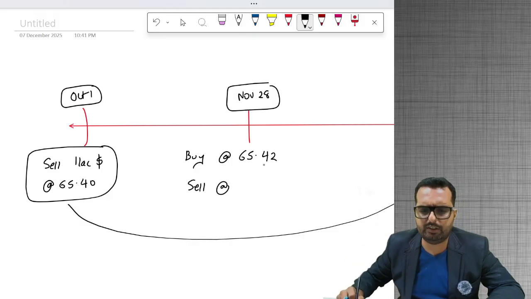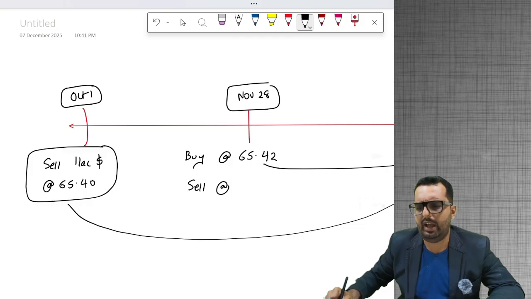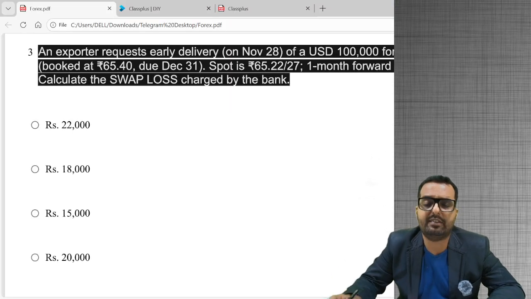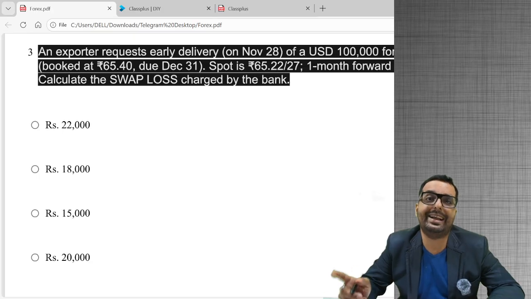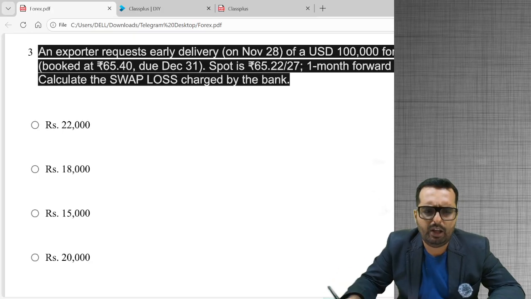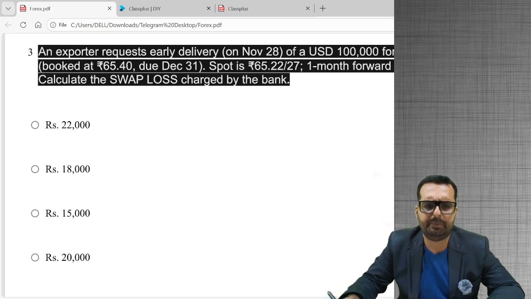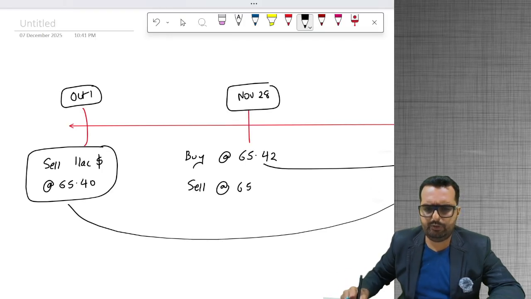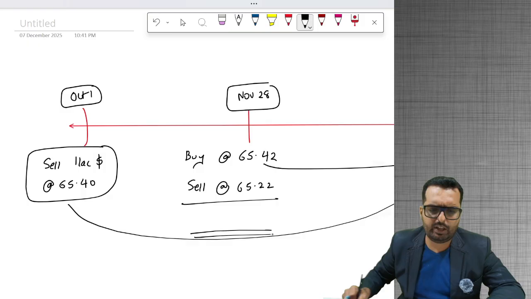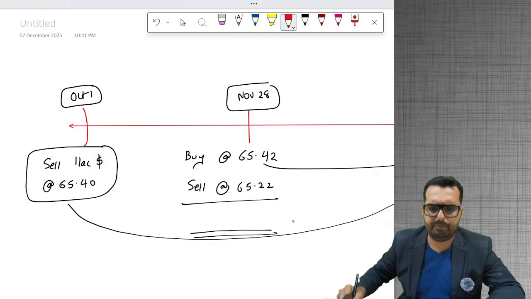Then I will sell spot. When I do this, this will also go to this date and these two contracts will get nullified. Then I'll sell at the spot rate. When I'm selling, the bank is buying, so it will be the bid rate. What is the bid rate that you have over there? 65.22. The difference between these two is what they call a swap loss, friends.